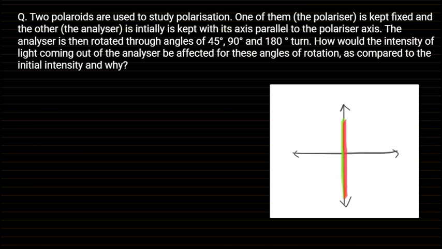Now the question starts. The analyzer is then first rotated by an angle of 45 degree, then 90 degree, and then 180 degree. How would the intensity of the light coming out of the analyzer be affected for these angles as compared to the initial intensities?